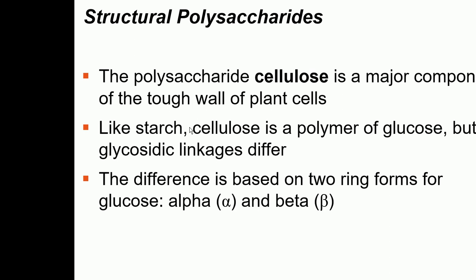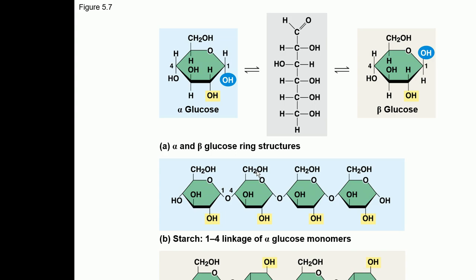So basically, there are two kinds of glucose. One is the alpha form, another is the beta form. In starch, the glucose is the alpha form, and in cellulose, the form of glucose is the beta form. You can see here, this is the alpha form of glucose, this is the beta form of glucose. The difference between the alpha and the beta form of glucose is that this OH group, which is linked to carbon number 1, is below the plane of this ring structure.